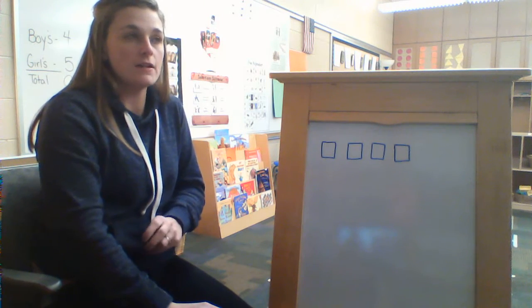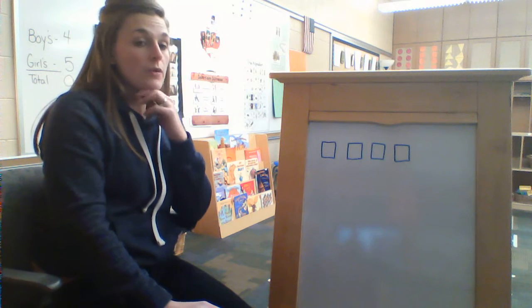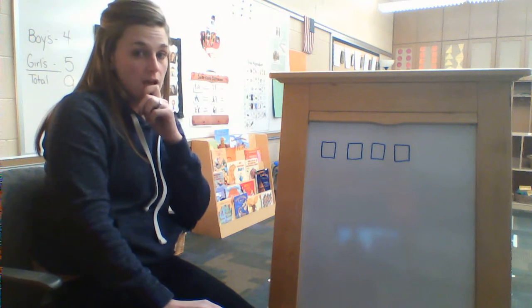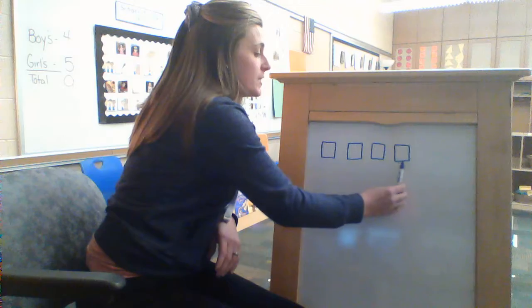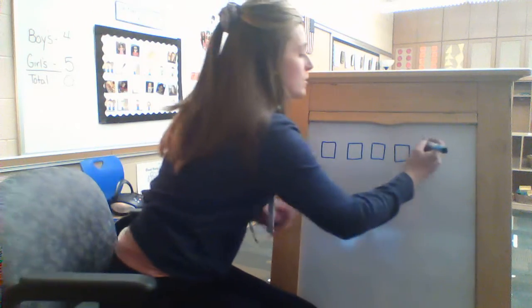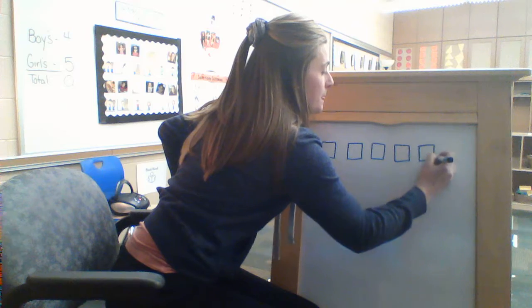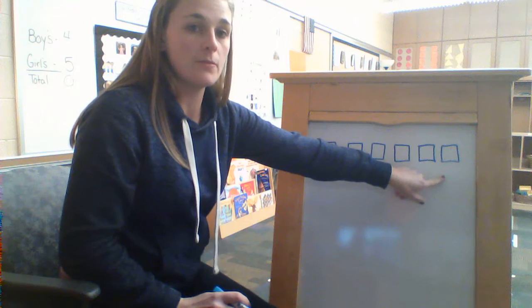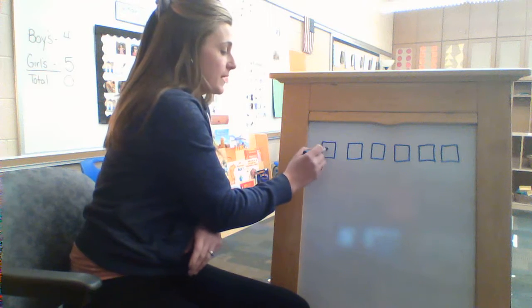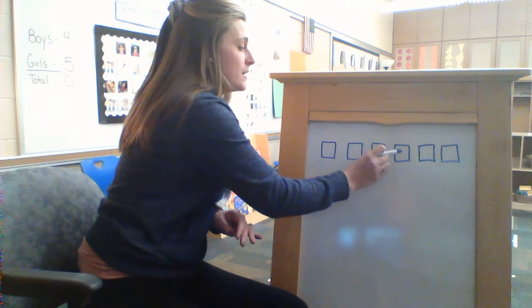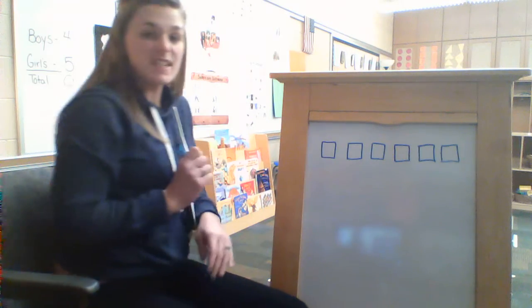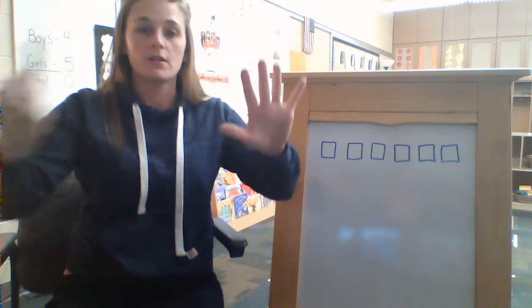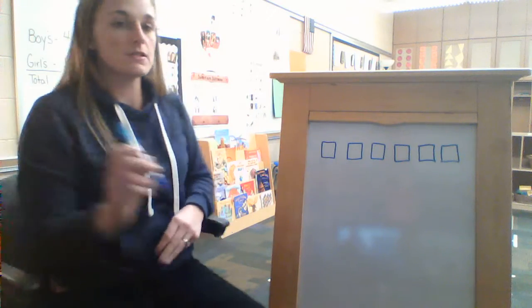If we were to add, I'm going to try to trick you now, we add 2 more squares. How many squares would we have in all? So remember, we have 1, 2, 3, and 4. We add 2 more, 1 and 2. How many squares do we have in all now? Let's go ahead and count them and see. We have 1, 2, 3, 4, 5, 6 squares. Hold up 6 fingers. 6. 4 plus 2 more makes 6.